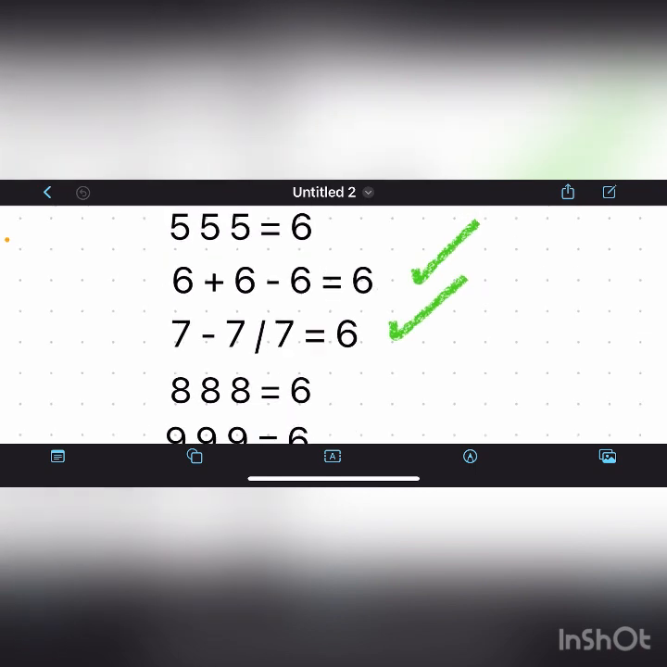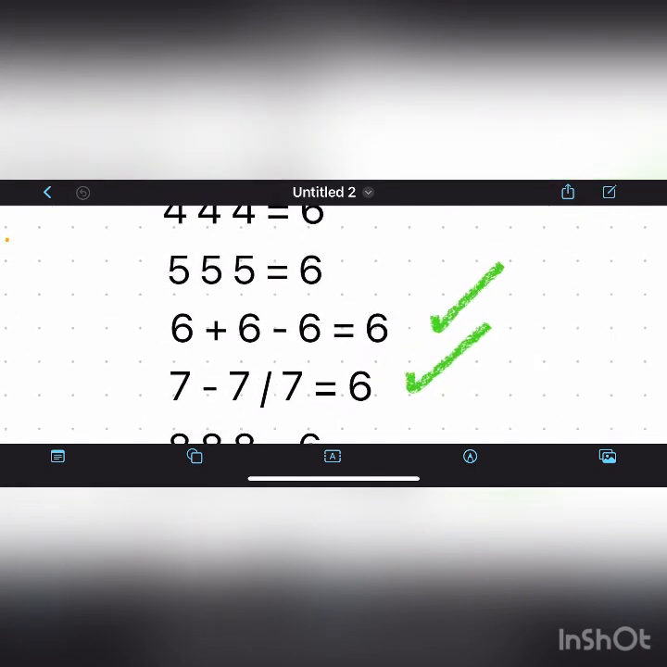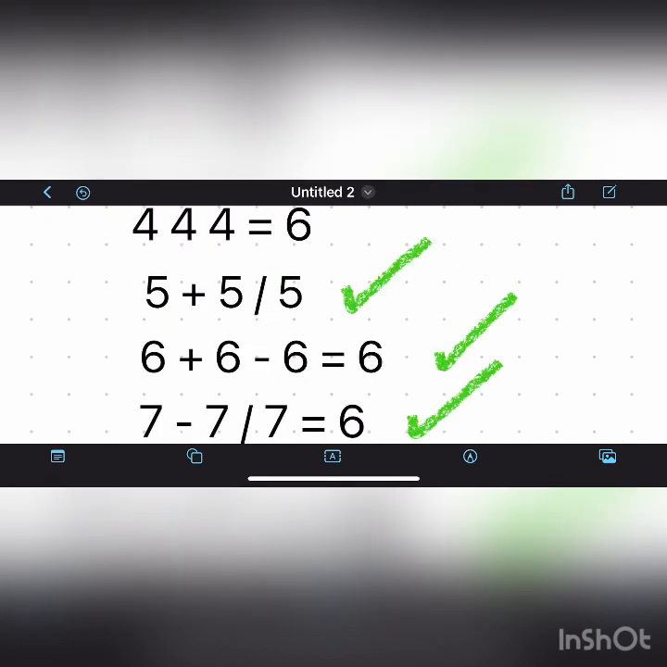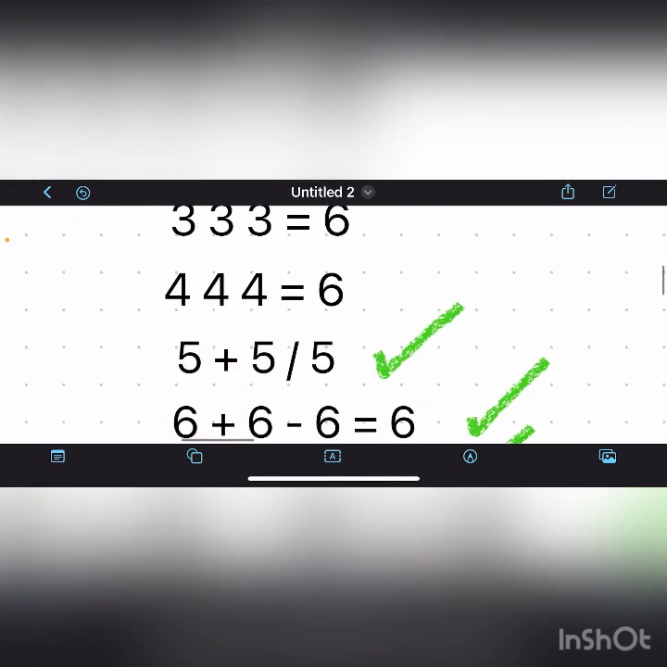Okay, so moving on, we have the 5's. Now, the 5's is very similar to the one with the 7's. It's basically the same thing. It's 5 plus 5 divided by 5 equals 6. Okay, so the one with the 5's is done, so now we're going to move on. I'm going to do the one with the 3's.